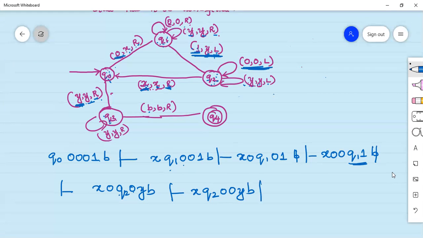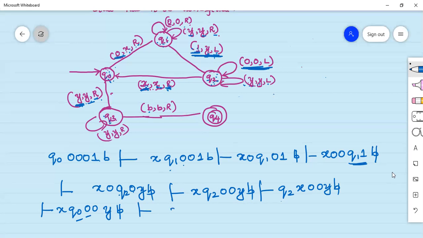Again, it's Q2 on 0, so I move towards left. Now it is Q2 on X. So Q2 on X is just move right and make it as Q0. So X Q0 0 0 Y and then a blank.